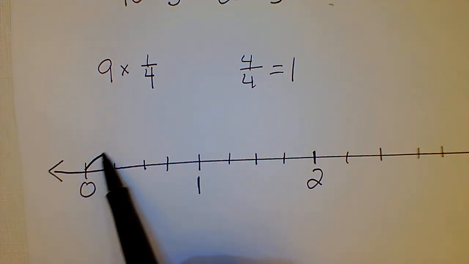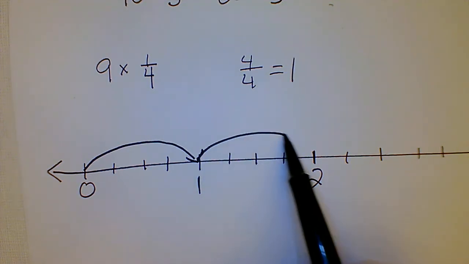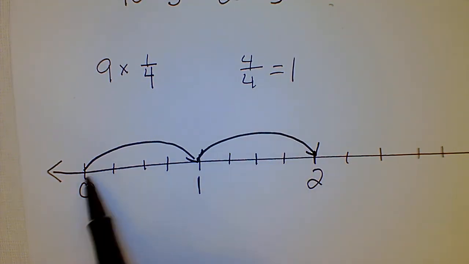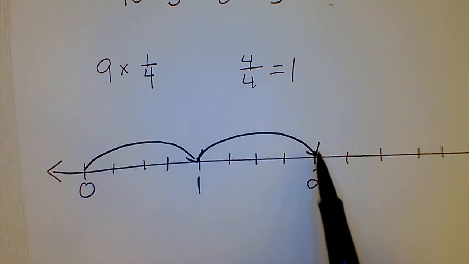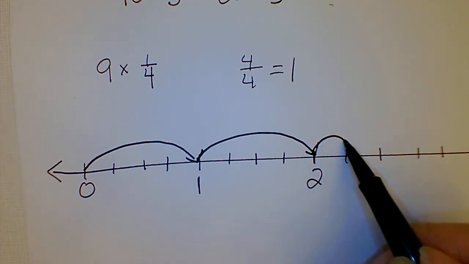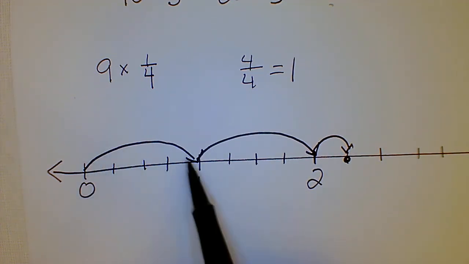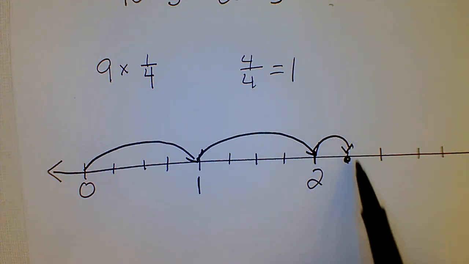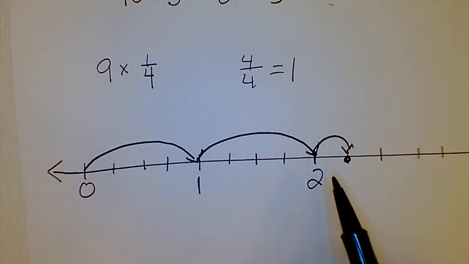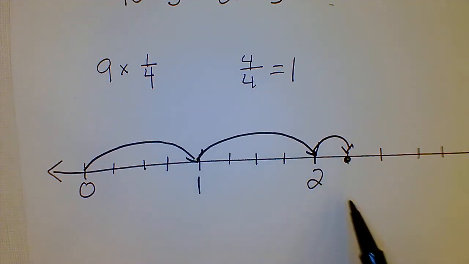So I've gone 4. Now I'm going to go another 4, which means I've gone a total of 8. 1, 2, 3, 4, 1, 2, 3, 4, so that's 8. Well, that means I only have 1/4 left, so I'm just going to hop to right here. So what you can see is that I went 1, 2, and a 4th. So my answer is 2 1/4, or 9 fourths.